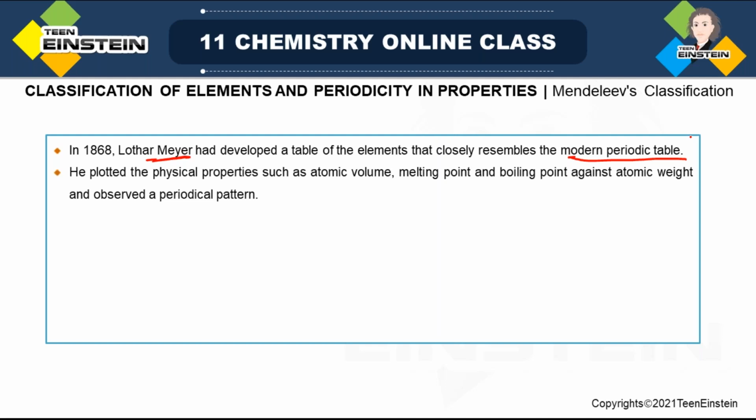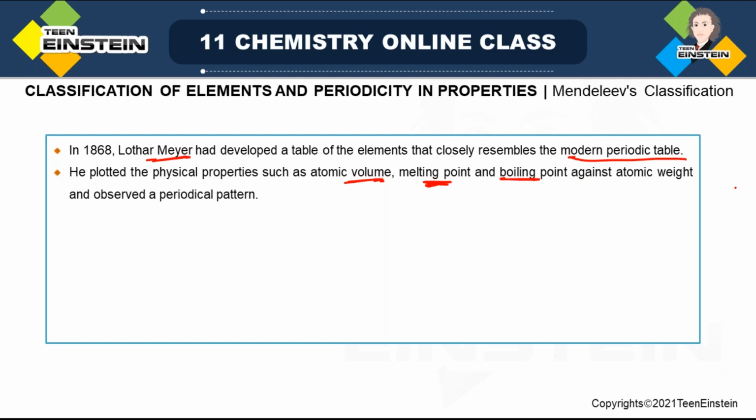He plotted the physical properties such as atomic volume, melting point, boiling point against atomic weight. And there is some periodic pattern observed. So he considered some physical properties such as atomic volume, melting point, boiling point, and he made a plot with respect to the atomic weight. And he observed that there is some periodic pattern. That is, after a particular element, the same pattern starts again. So it is a periodical pattern.